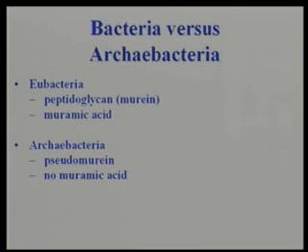For example, the archaebacteria have what's referred to as pseudomurein. For the purposes of this course, I'm not asking you to learn the structure of the pseudomurein versus the peptidoglycan, just to know that it is similar but different. And one major difference is that there is no muramic acid within the pseudomurein or the cell wall of archaebacteria.